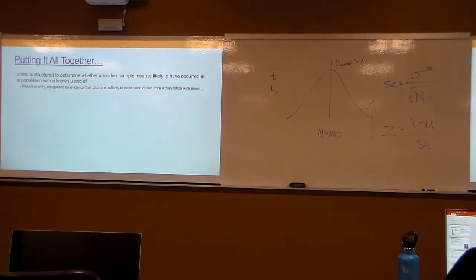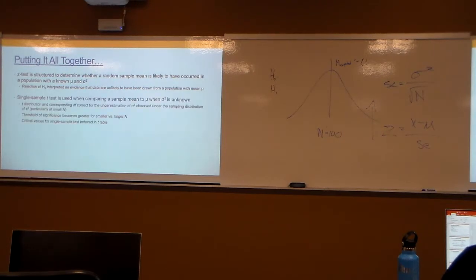Okay, cool. All right. So if we're tying this all together here, our Z statistic, we can use this when we're trying to determine whether this random sample mean that we've got is likely to have occurred in a population with a known mean and variance, okay? If we reject the null hypothesis, we're saying that based on these data, it's unlikely that the data we've collected comes from a population having a mean and variance of some specific parameters, right?